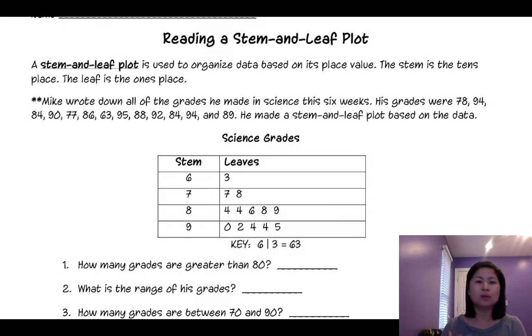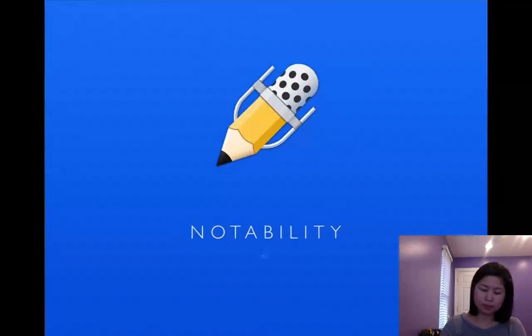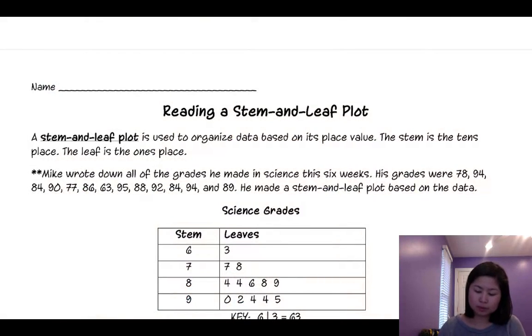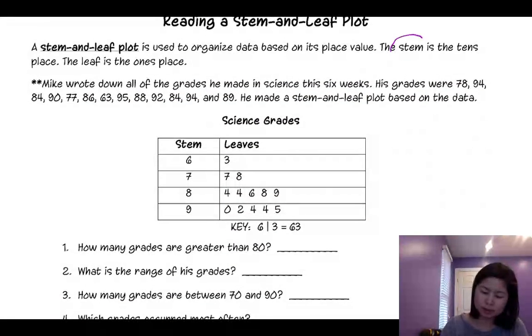So this is another way. You're going to have a list of values. For example, Mike wrote out all of his grades. These are all his grades: 78, 94, 84, 97. All of these are his grades. So he lists them out, but we want to be able to organize it. Here's one thing you want to pay attention to: the stem is the tens. Sorry. So if you look at this one, the stem is the tens.